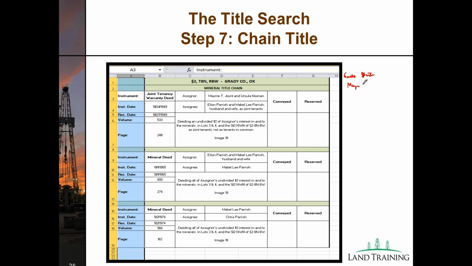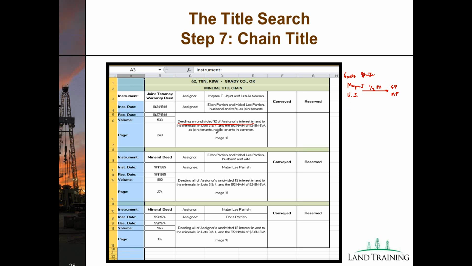So let's pretend like I wrote the whole thing, MJ and Ursula Noonan. And then I use an arrow. So I'll put an arrow, and then I'll put the names of the people that they conveyed to. Okay, and the people that they conveyed to is Ellen Parrish and Mabel Parrish. So I'm going to write their full names, EP and MP. All right. Then I'm going to say what share of it, or what's the fraction that was conveyed. Here you'll say this is deeding an undivided 1/2 of a signer's interest in and to the minerals. So I'm going to put 1/2 mineral interest here.